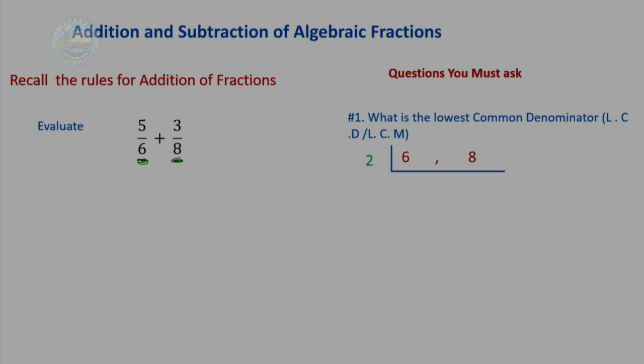2 into 6 is what? 3. And 2 into 8 is 4. So we are going to end up with 3 and 4. We have to repeat that process again. What is the smallest number that can divide either? Now we have 3 and we have 4. What is the smallest number that can divide 3, 4, or both? That is going to be what? I'm saying 2 again.